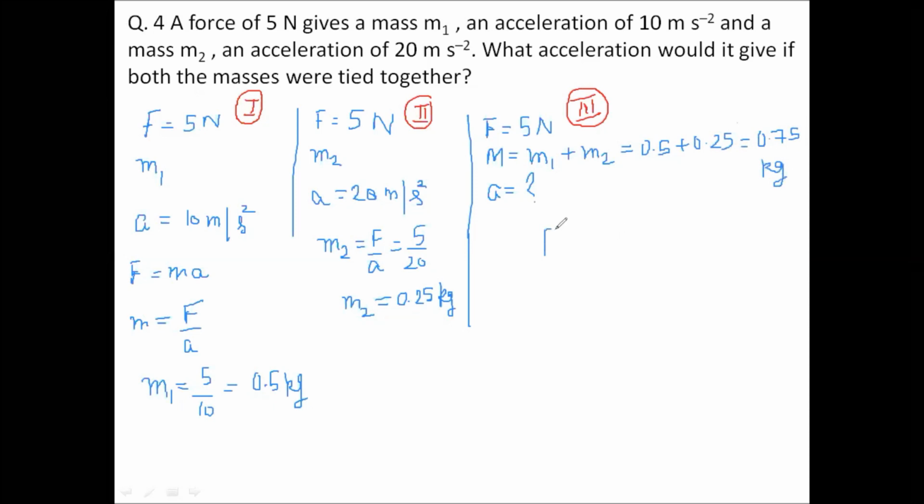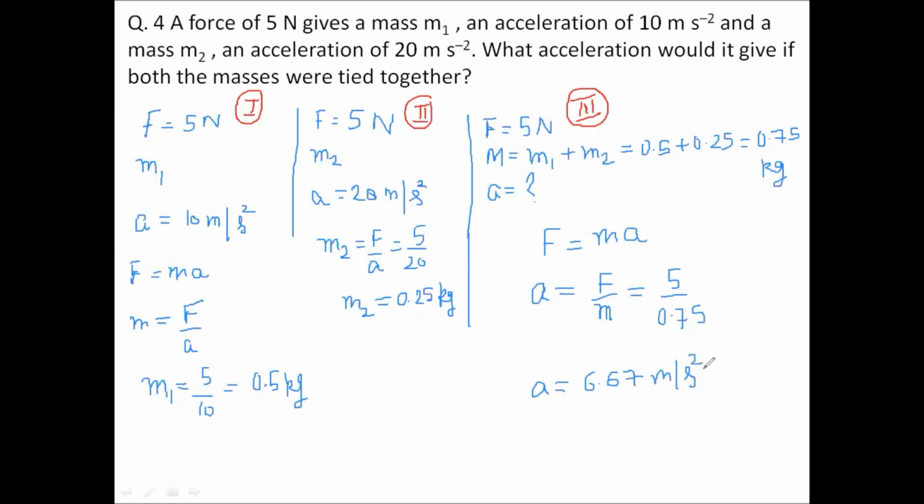So again we can use the formula F equals ma in part 3. The acceleration can be written as F by m. F is given 5 and total mass is 0.75. On calculation, the answer would be 6.67 meter per second square.